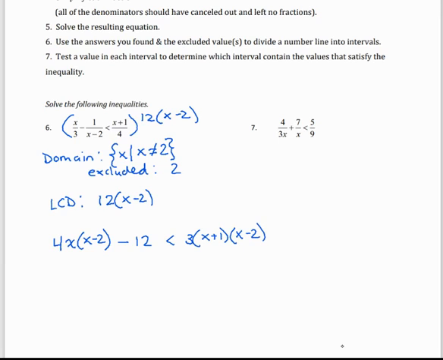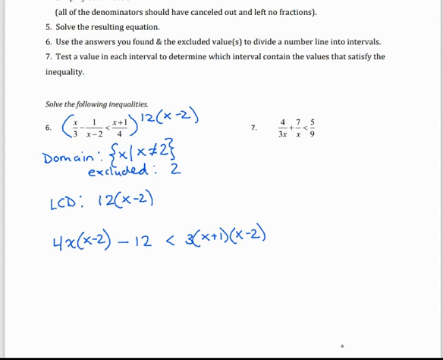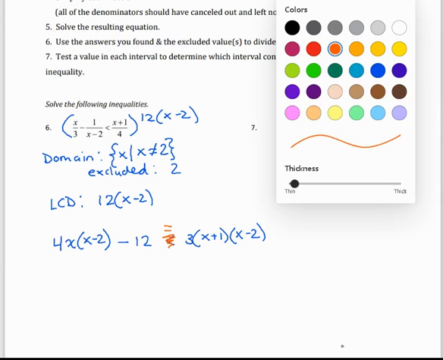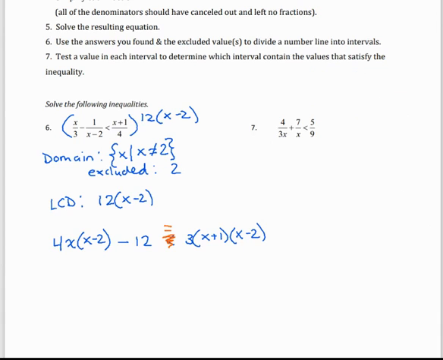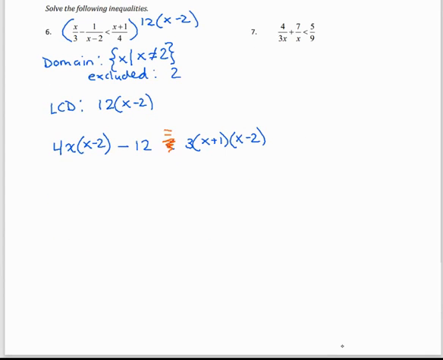At this point, you can sort of pretend that this is just an equation right now. So if you want to ignore that less than for now and make it just be an equation, that's okay. At the end is when we'll go back to make sure we really reinstate that inequality symbol. So now at this point, we're going to just solve and distribute. So we'll have 4x squared minus 8x minus 12. Again, you can just pretend it's an equation for now.